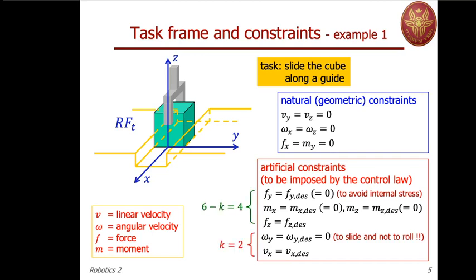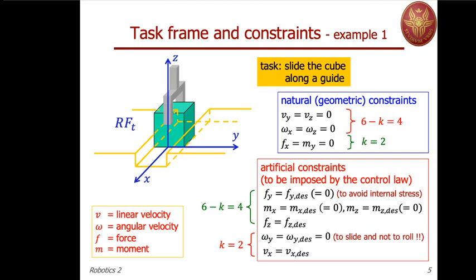Now you can see that we have, in fact, out of the 12 quantities, 6 in the artificial constraints, and in particular there are k equal to 2 free motions which are being specified by the controller: the linear velocity along the x-axis, Vx, and the angular velocity around the y-axis, omega y, while the remaining set, 6 minus k, so equal to 4, are of force or momentum nature.